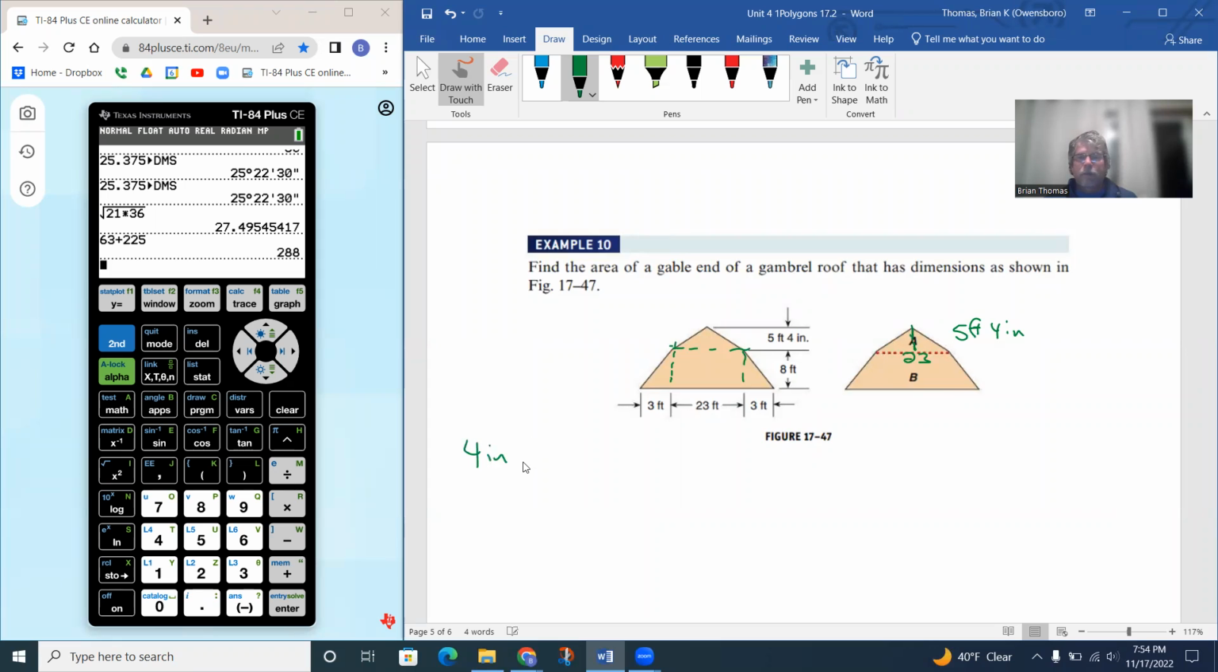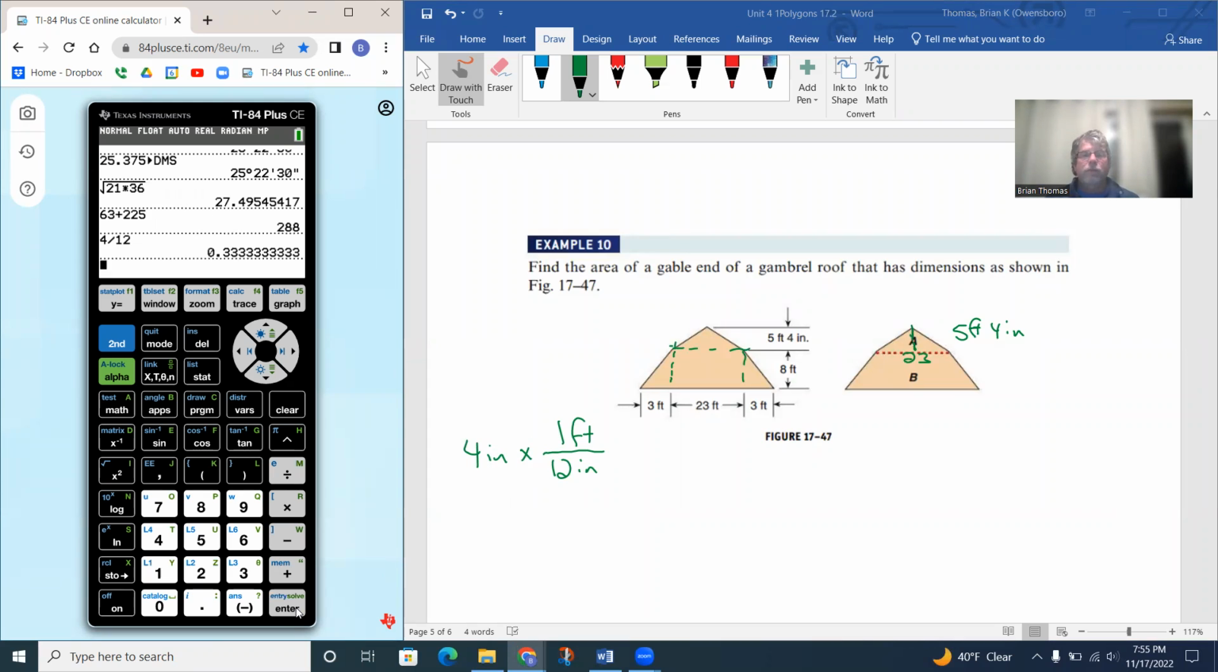So 4 inches, if I want to multiply that by the conversion factor, we know there's 12 inches, so that's got to go on the bottom per 1 foot. Essentially what we have to do is divide by 12 to convert inches into feet. That makes sense. So 4 divided by 12 gives us 0.333. I don't like to round early in the game, but we may have to do that anyway. So we have that shape there.